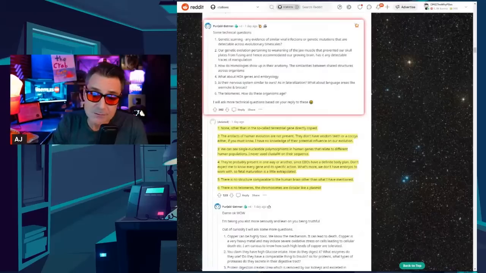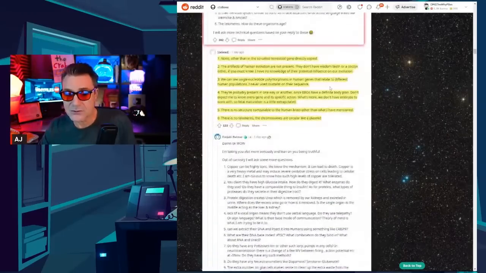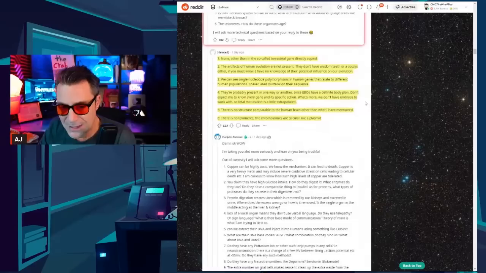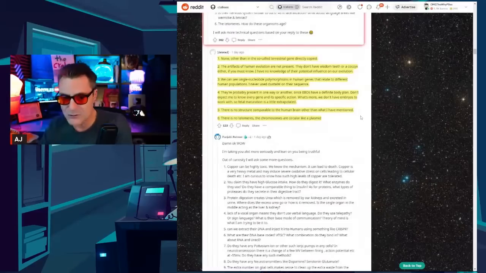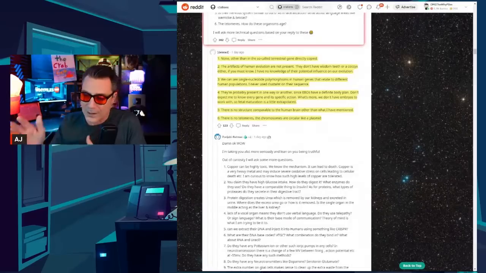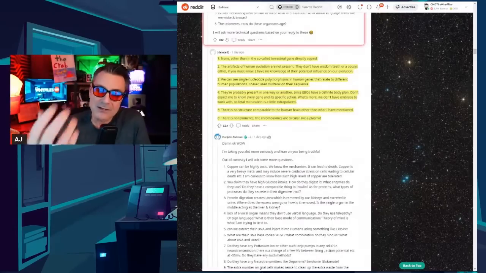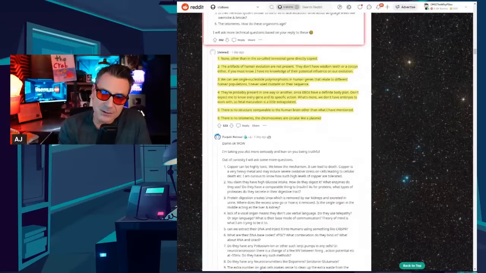The telomeres, how do these organisms age? So telomeres are those frayed ends of your DNA strands, right? And as you age, the telomeres get frayed and fall off, and eventually we run out of those and we die. Your cells can no longer copy, and the telomeres are the signal to the cells that says we're tired, we're done.